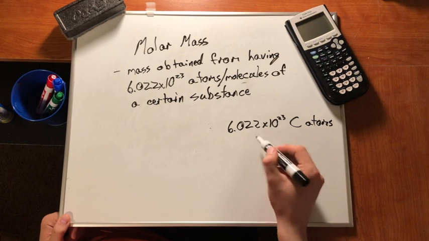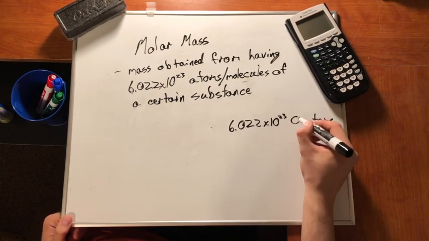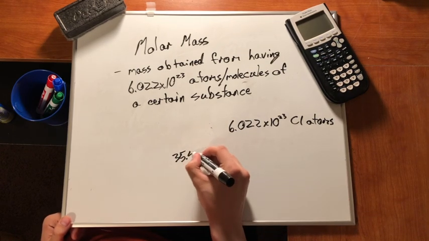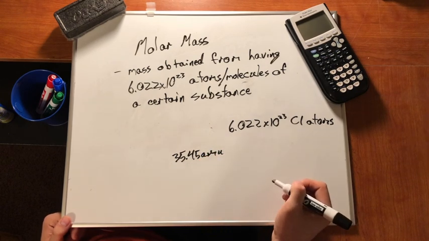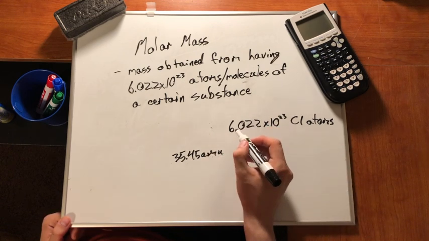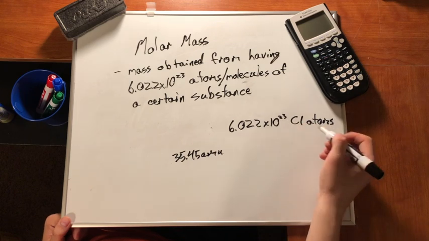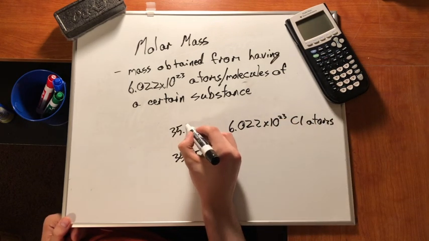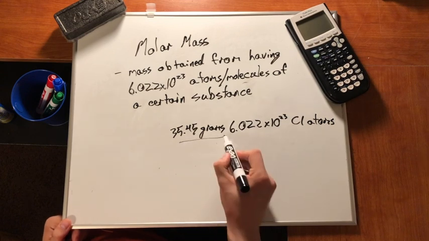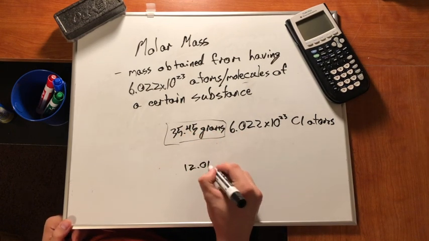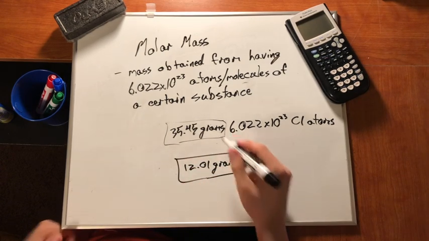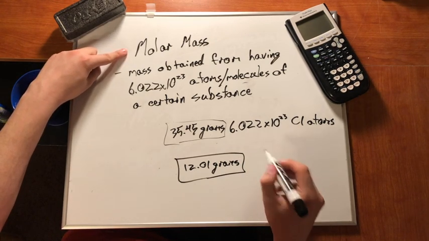If I had 6.022 times 10 to the 23 of chlorine atoms, I know that one chlorine atom is 35.45 atomic mass units. So that's one atom. I know that if I have 6.022 times 10 to the 23 chlorine atoms, the mass of that collection, again, is 35.45 grams. So this number here, and then from before for carbon, these numbers are what is known as the molar mass of these elements.